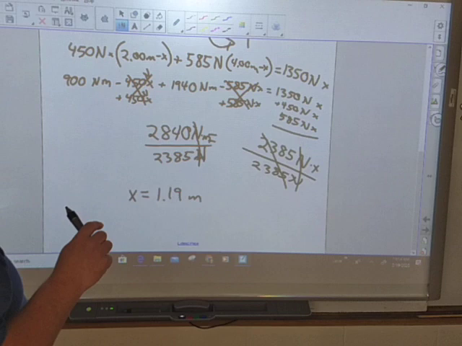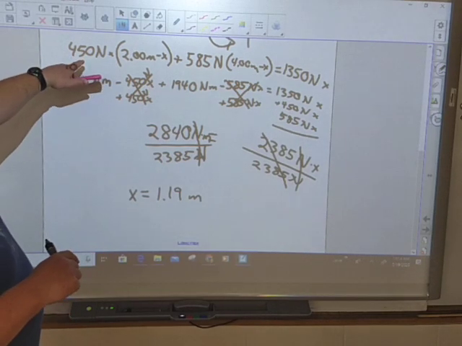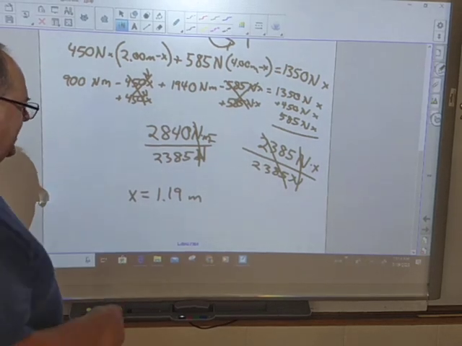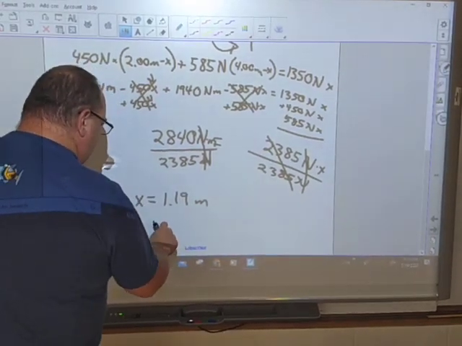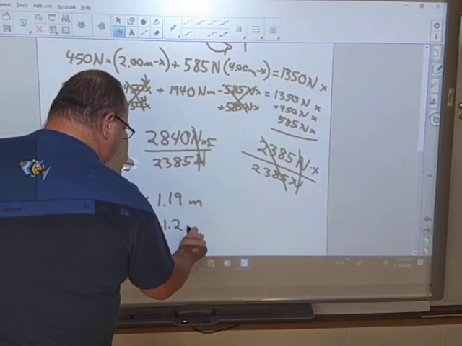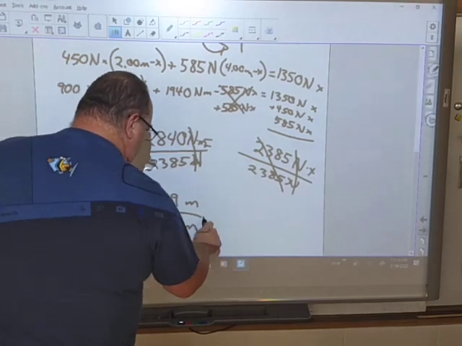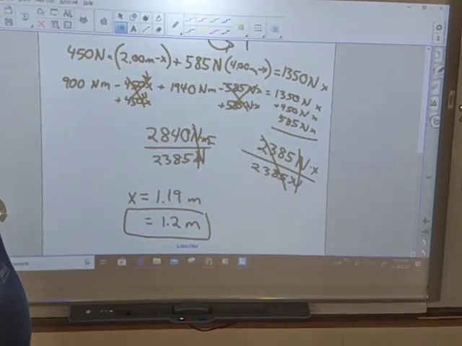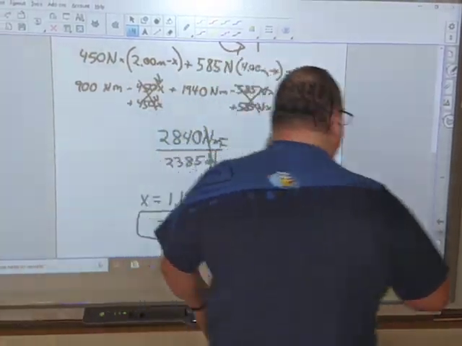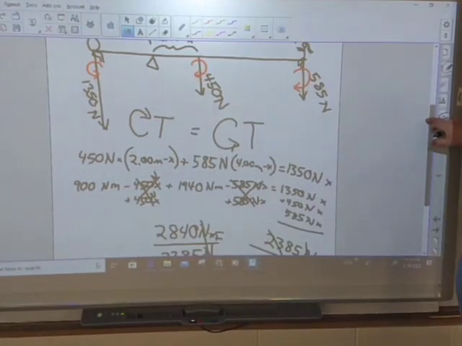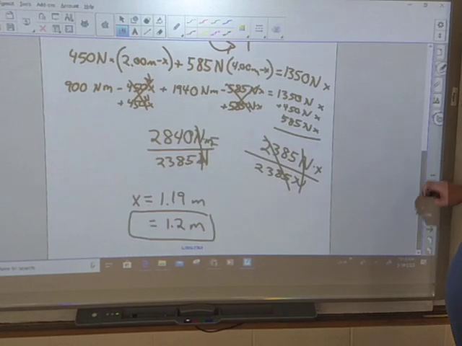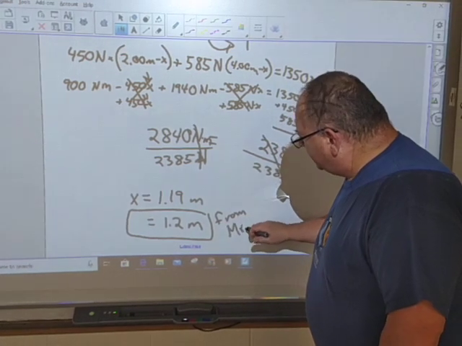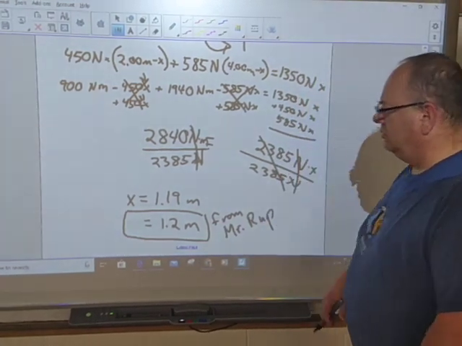I'm just trying to look if there's an easy place. I know this was 450 newtons. I'm just going to guess that I was only allowed 2 sig figs on this, so I'm going to go 1.2 meters. I don't want to get bogged down on the sig figs rather than doing the torque problem right now. All right, 1.2 meters. Well, let's just double check. Where was my x? Oh, x is from me. So we better put that from Mr. Rupp.